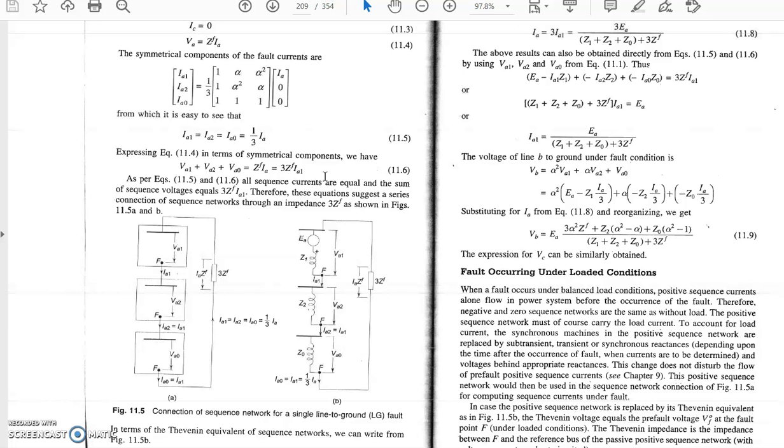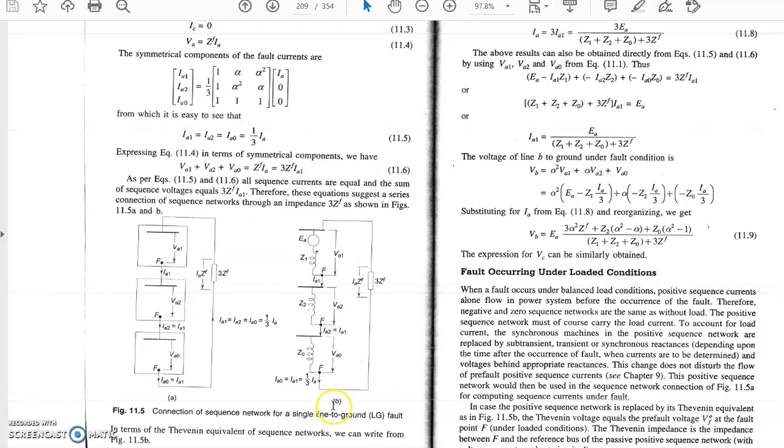First step, you have to make the diagram of the fault. Second step, you have to write the equations from the diagram. Third step, you have to draw the relationship between the symmetrical components of current and voltage with respect to the phase components. And the fourth step, from the relation between the phase components and sequence components, you have to make the connection diagram of the sequence network. And last step, from that diagram, you have to write the equations of the current and voltage.